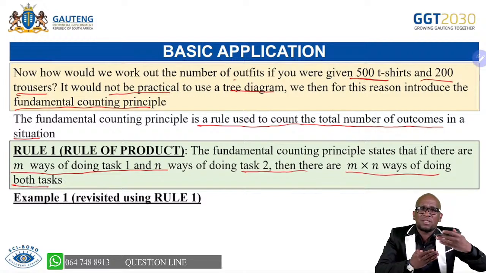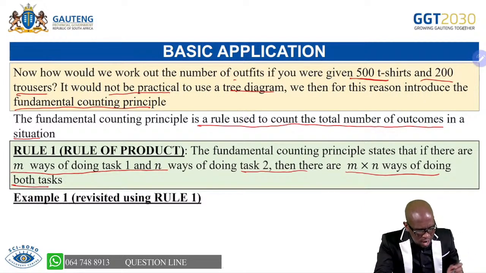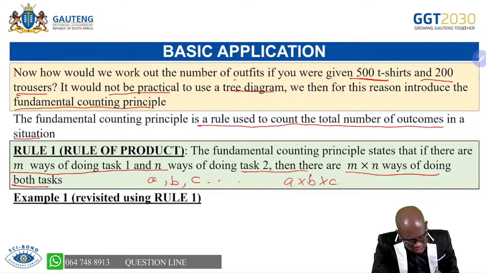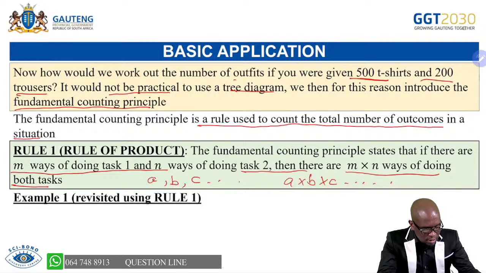Remember, this can be extended to more than two tasks. If you have A ways of doing task 1, B ways of doing task 2, C ways of doing task 3, and so on, then to do all the tasks combined, you would have A times B times C, and so on. Right, so that is the rule of product.